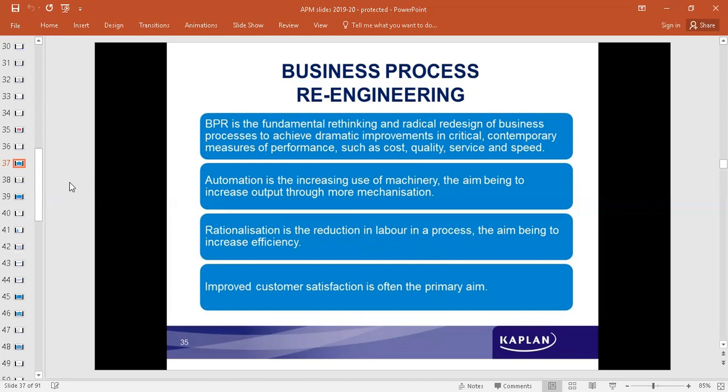BPR. Generally in an organization, improvements are taken up on an incremental basis. As there is a change happening, the way the work is carried on also changes. So incremental changes are taken up from time to time, because maybe they're growing in size, or the customer base is increasing, etc.